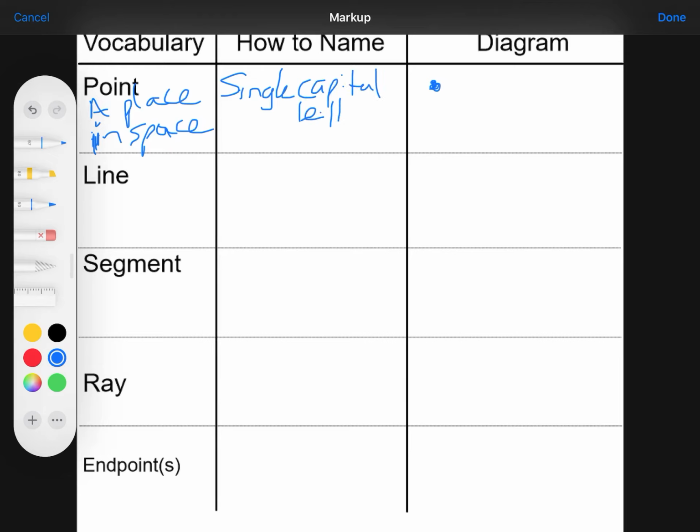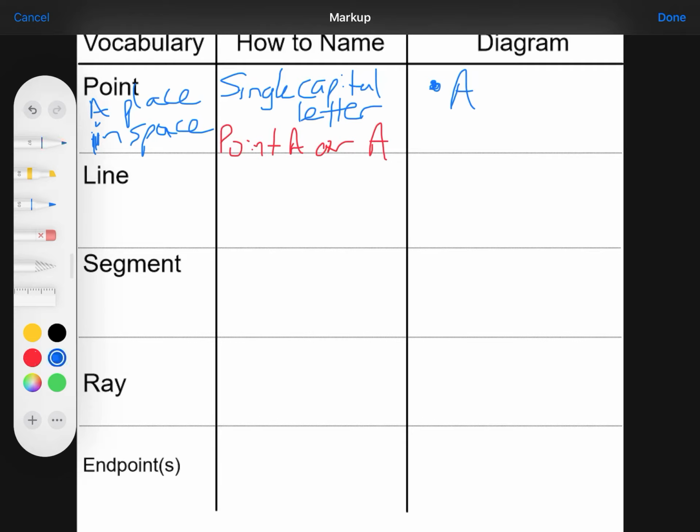And so, for example, if I, on my diagram, put a single capital letter next to it, that thing over there is just point A. Or anytime you see a single capital letter in this course by itself, it's just going to be a point. So you don't even need the word point before it.